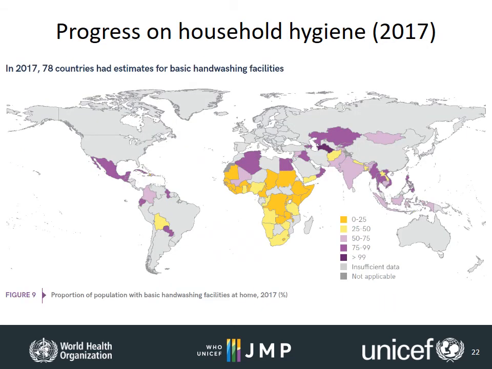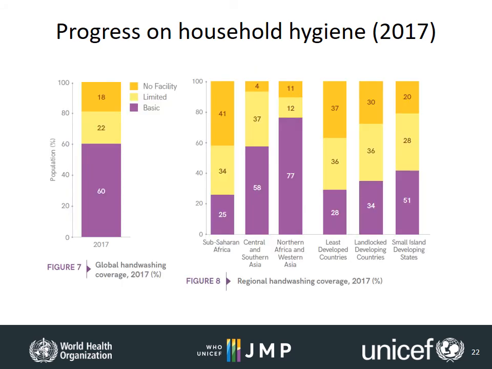In the 2019 Progress Update, estimates were available for just 78 countries, representing about 52% of the global population. These were mostly low and middle income countries, and many high income countries still lack data on hygiene. On this basis, we estimated that 60% of the global population had basic hand washing facilities at home in 2017. This means that 3 billion people still lack basic hand washing facilities, and among these 1.6 billion had limited facilities, lacking soap or water, and 1.4 billion had no facility at all.